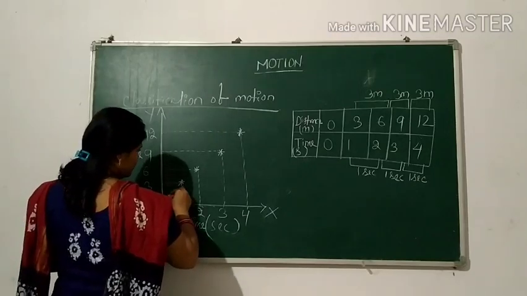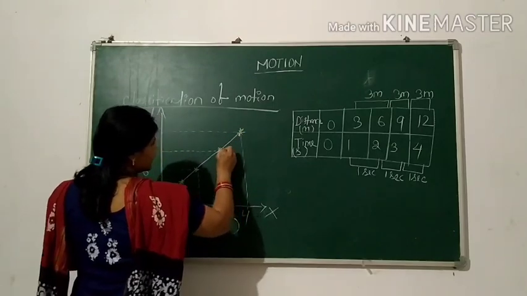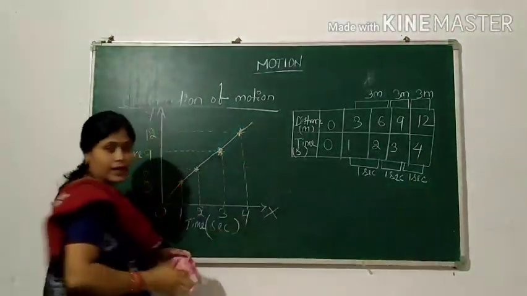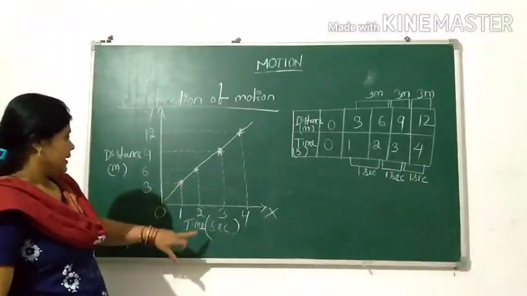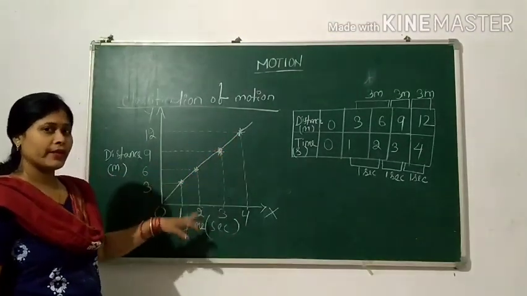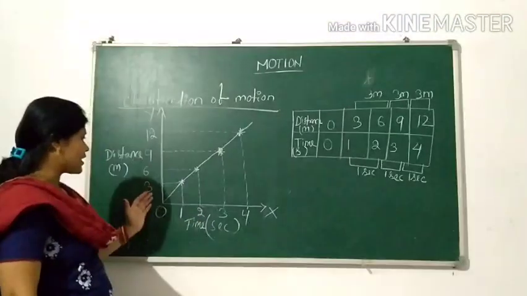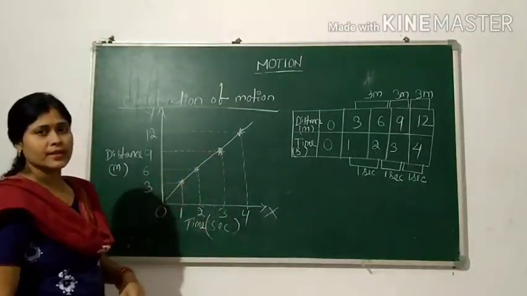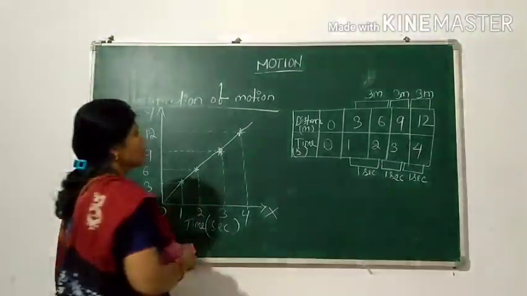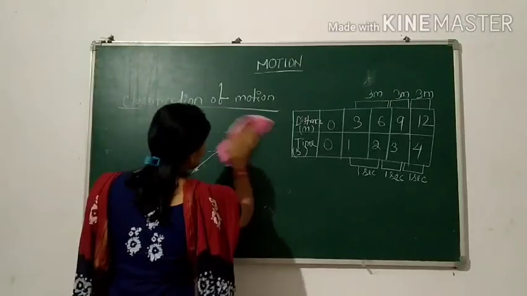So if we join all the points, you will get a straight line. Whenever you see the distance-time graph is a straight line, without any doubt we can say that this is uniform motion. The straight line passes through the origin. Got it or not? Okay. So our second type of motion is non-uniform motion.